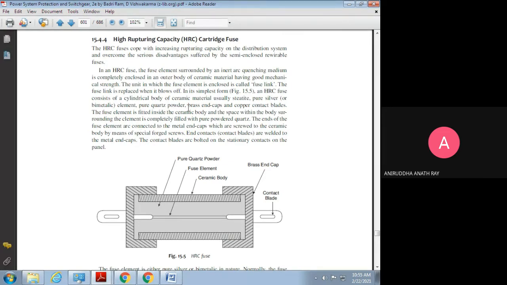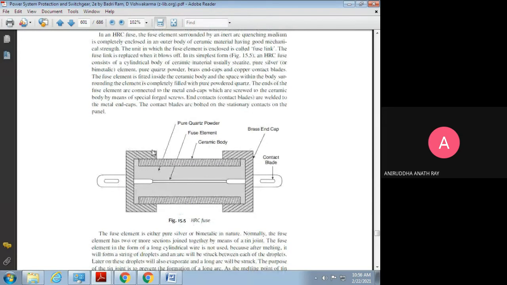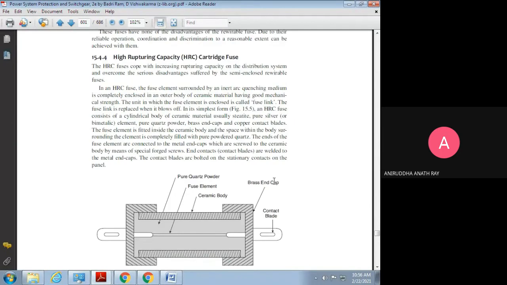Pure quartz powder. So you can see here there's pure quartz powder, brass end caps. These are the brass end caps over here, and these are the copper contact blades. We can see this element, and these two are the brass end caps, and these two elements are the copper contact blades over here.